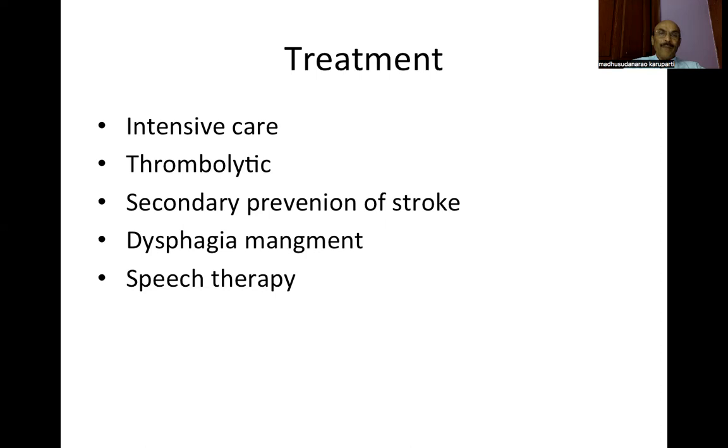These are the important points related to the management of vertebrobasilar stroke presenting as lateral medullary syndrome.